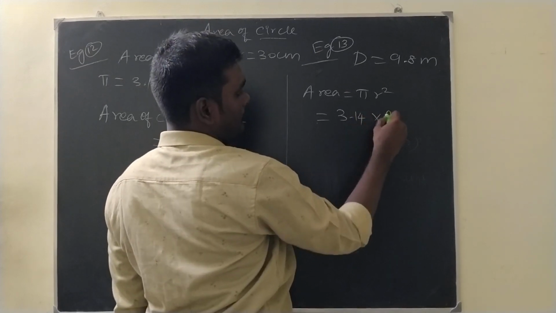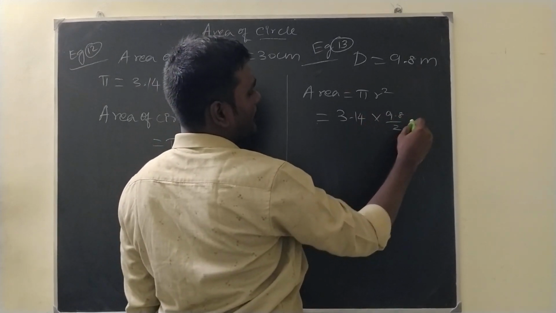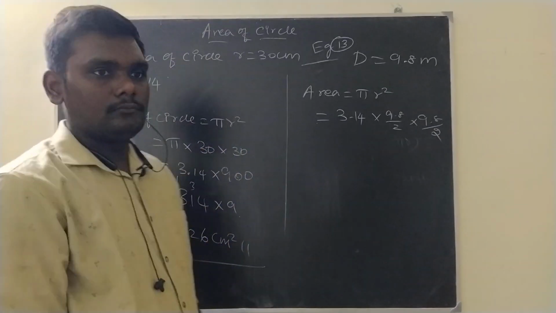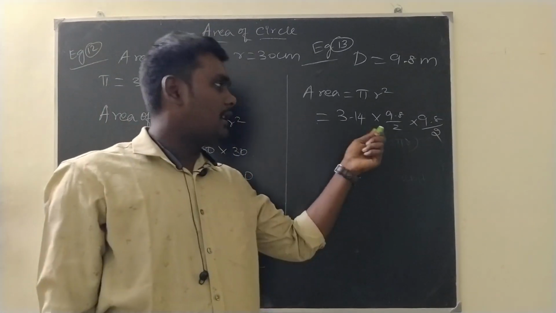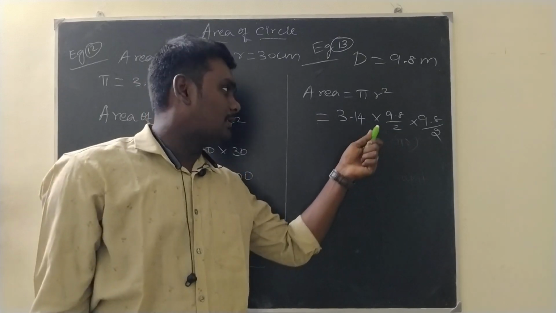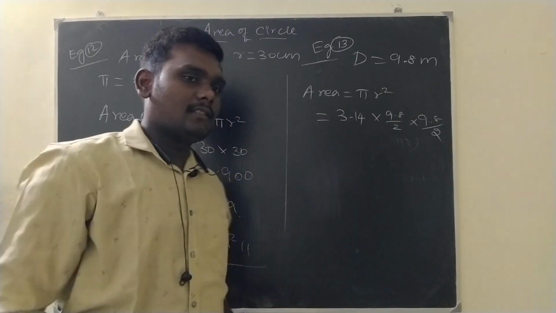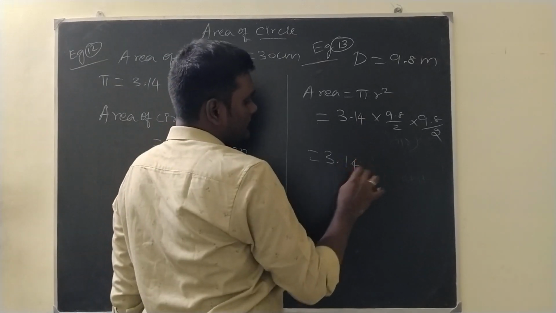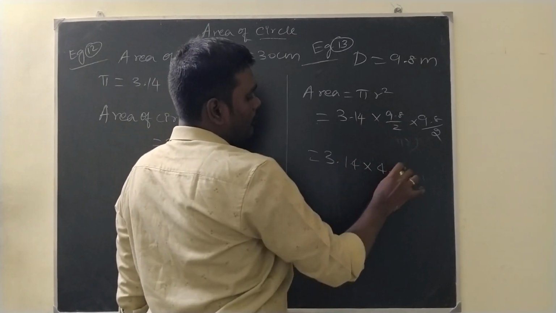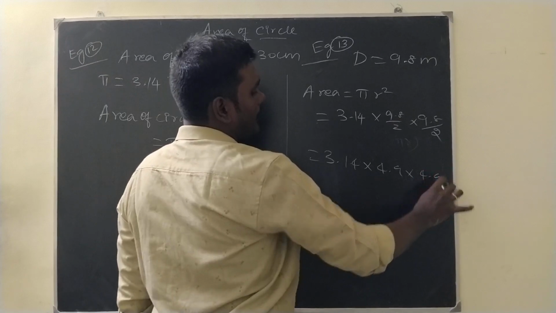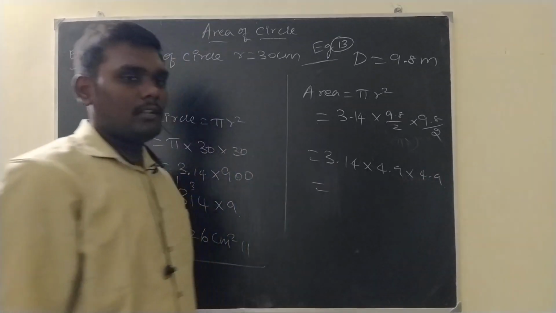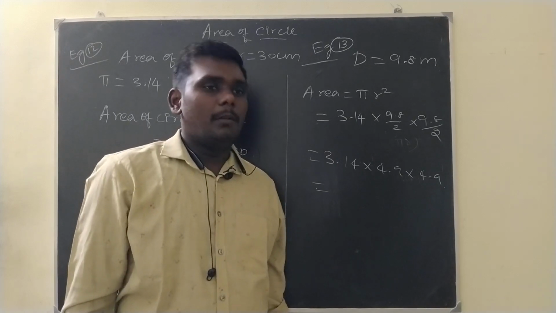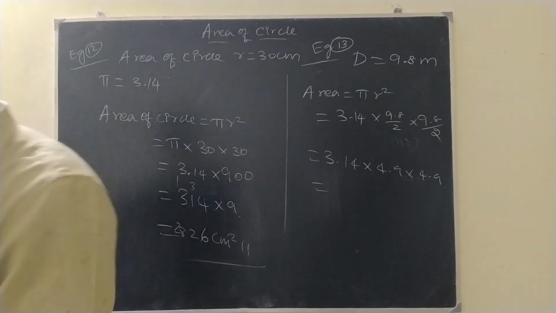Yes, 3.14 into 9.8 by 2 into 9.8 by 2. When cancellation is possible, you keep this as it is. If cancellation is not possible, better you divide this. This itself can be divided, right? So 3.14 into, that is 4.9 into 4.9. You just multiply everything. Multiply everything and get the answer.